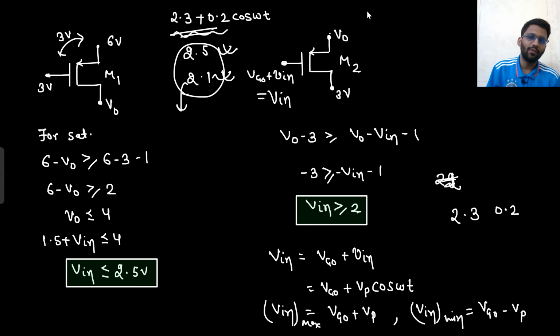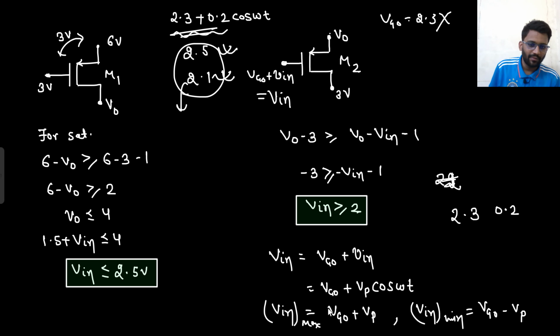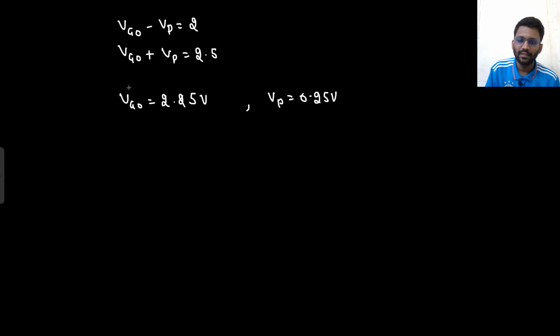Yeah. So why is your Vg naught equals 2.3 not valid? Why is it wrong? If you solve this particular equation, you are going to put Vg naught plus Vp equals 2.5 and Vg naught minus Vp equals 2. Why are we doing so? Because Vg naught plus Vp is the maximum value, which should be equal to 2.5, and Vg naught minus Vp is the minimum value, which should be equal to 2. So from here, Vg naught you will get is 2.25 volt, and Vp you will get is 0.25 volt. These are your final answer.